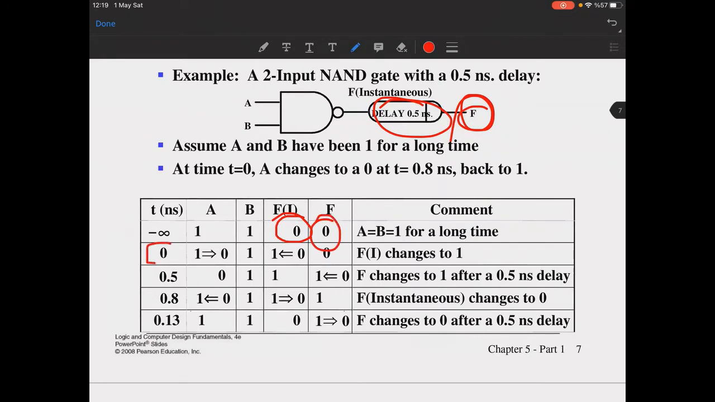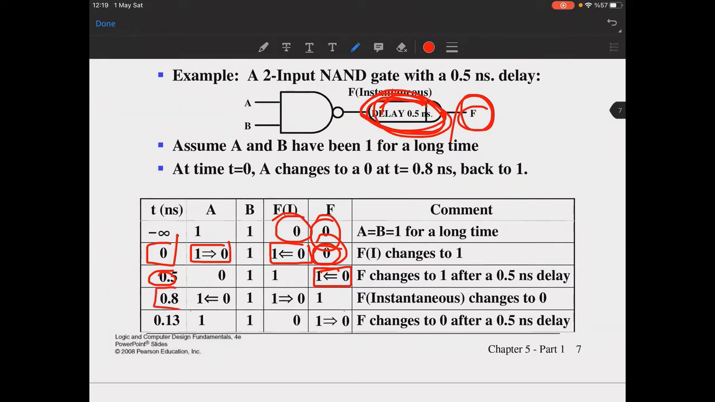And at 0 time, Fi instantaneously changes to 1. Like this is an instantaneous event, it's happening immediately, okay? Then it means that instantaneously it should go from 0 to 1. But actually it is still 0 until this delay of half a nanosecond has passed. So after half a nanosecond here, your output really changes to 1.